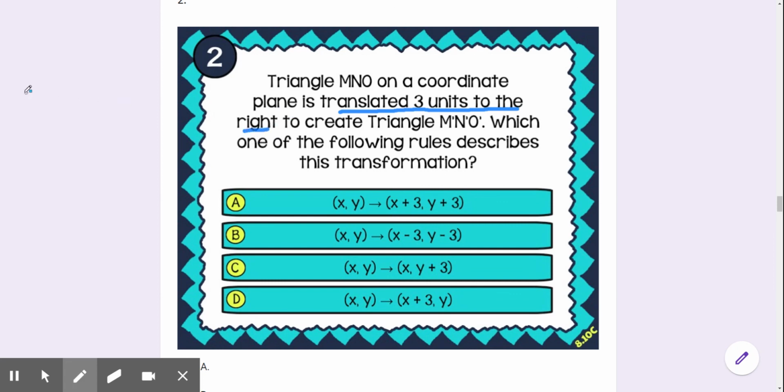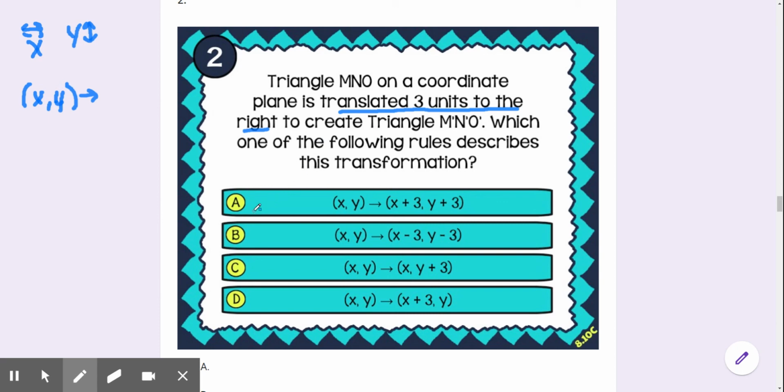So I'm going to say that I started off as XY. And what did I turn into? XY started as an original XY, and then it moved 3 units to the right. Which one moved, the X or the Y? The X moved because the X is your left and your right. Your Y is your up and your down. This one says 3 units to the right, so that means my X moved over 3 times.